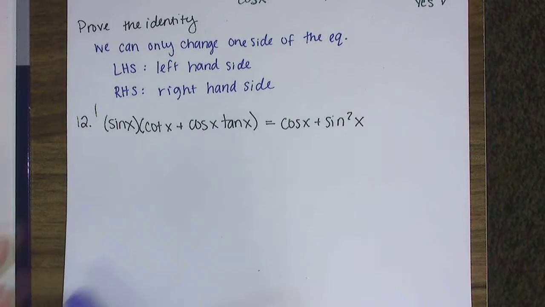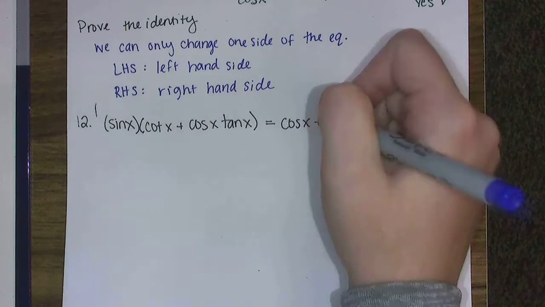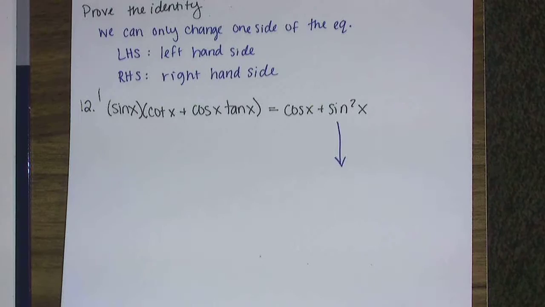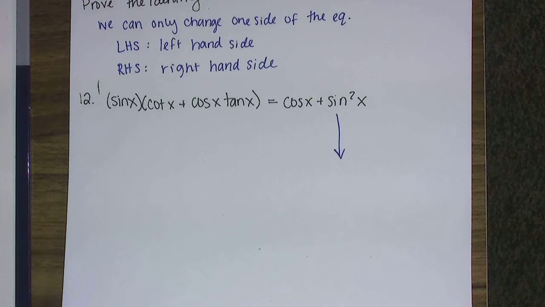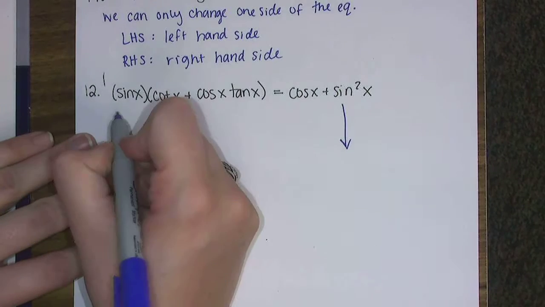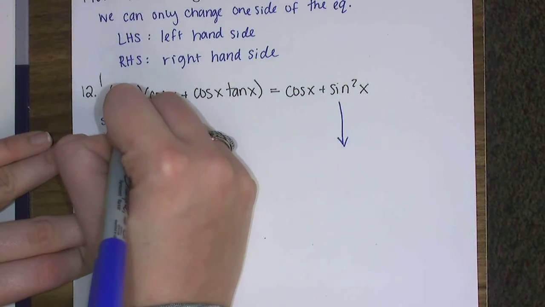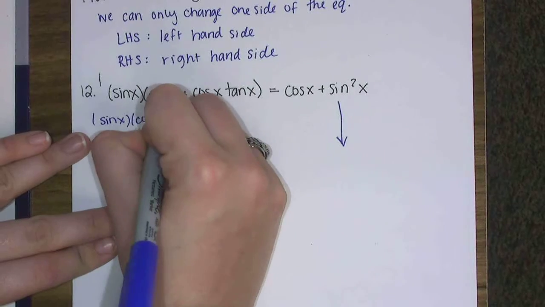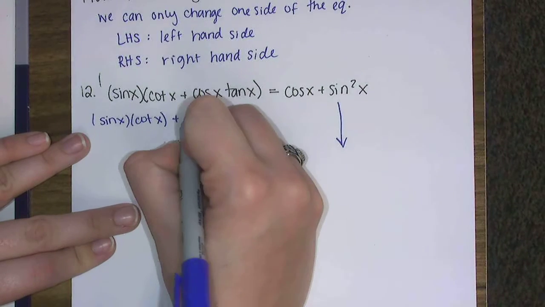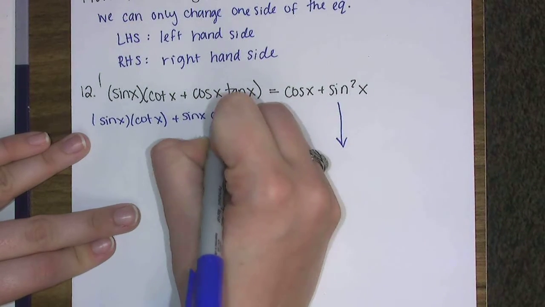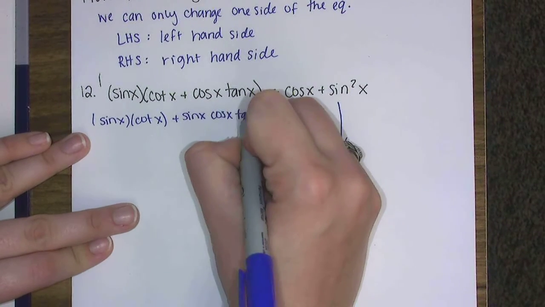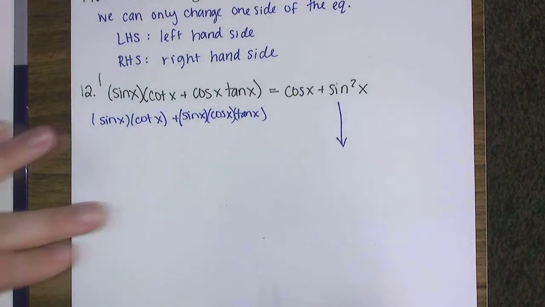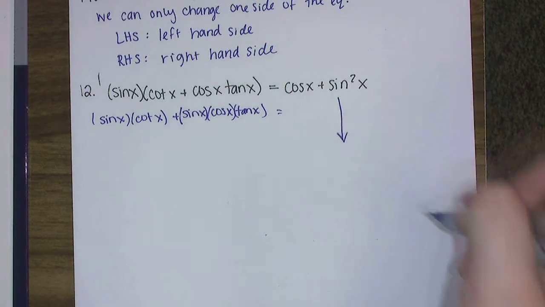So, the way I do this is I just bring the right side down, and I do stuff to the left side. So, I end up with sine of x times cotangent of x plus sine of x, cosine of x, tangent of x. Okay, and all that stuff's being multiplied is equal to everything that's being brought down.